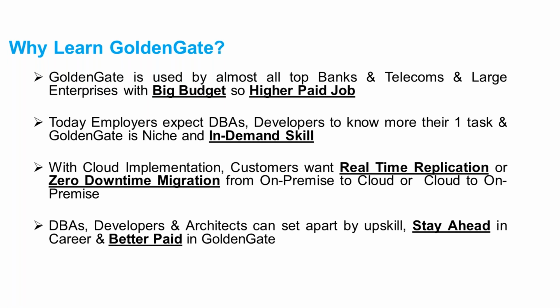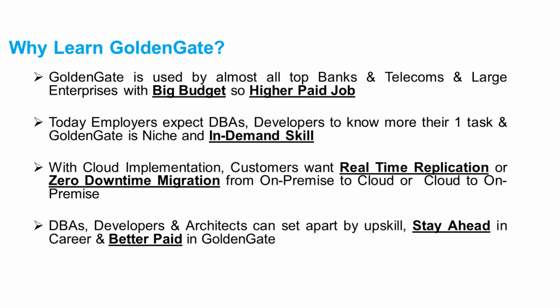But Golden Gate right now is getting separated, meaning organizations are looking for people who have Golden Gate knowledge. They're not looking for DBAs with Golden Gate knowledge. So even if you have only Golden Gate knowledge, you can get a higher paid job. And in comparison to DBAs, Golden Gate administrators get almost 30 to 40% higher salary.